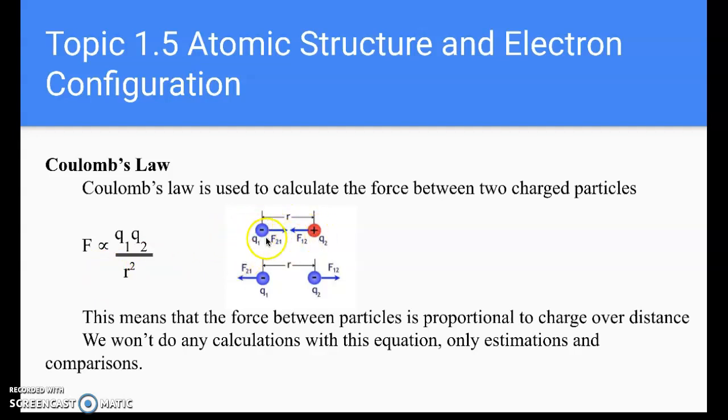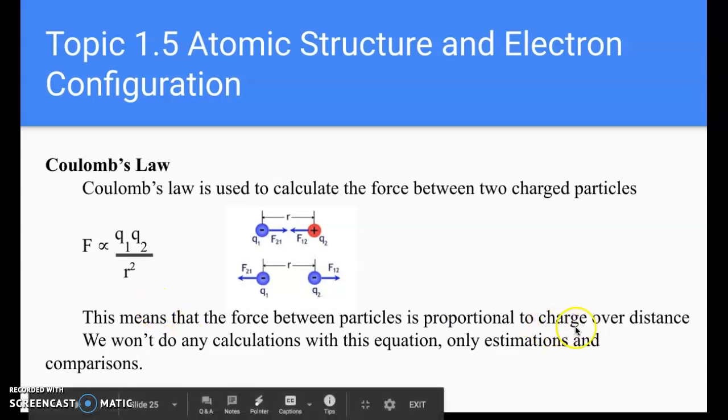So you see an example over here. If the particles have opposite charges, that means this Coulombic force is going to be an attractive force. If the particles have the same charge, then it ends up being a repulsive force. But it's all based on this equation right here. So this means that the force between particles is proportional to charge over distance. And really, I would underline that right here. That's really all we need to know with this.